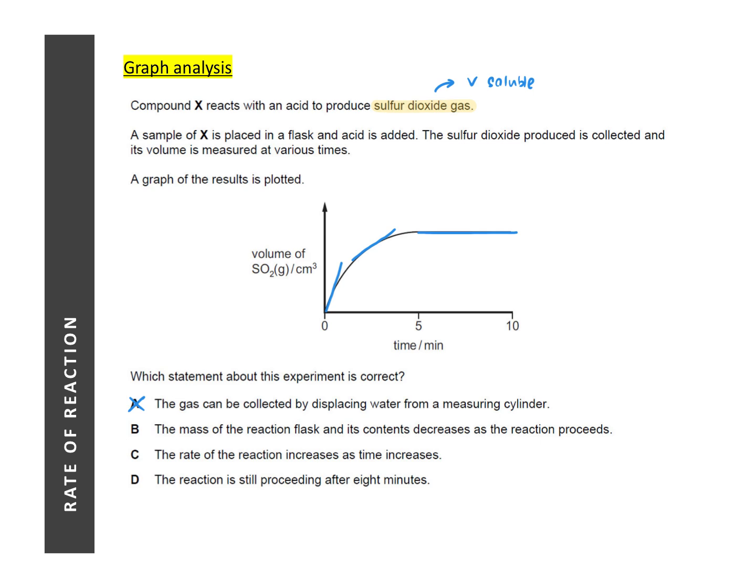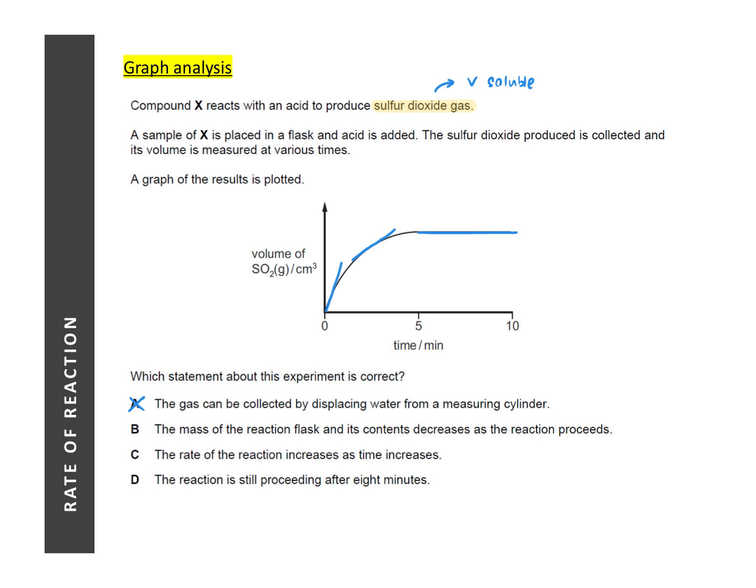Next, the mass of the reaction flask and its contents would decrease as the reaction proceeds. Now, as mentioned earlier, whenever a reaction produces a gas, the gas can escape from the reaction flask. So the mass of the reaction flask and its contents would decrease over time. So B is the correct answer.